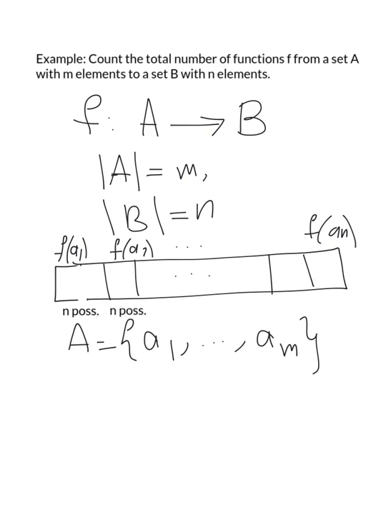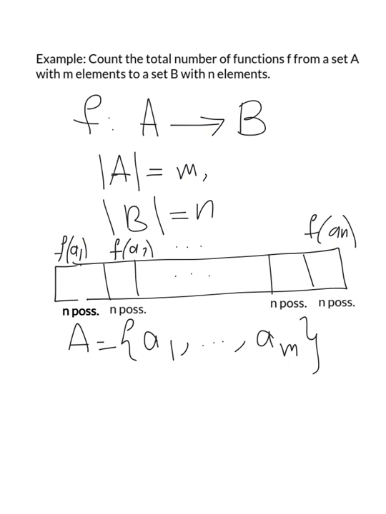Alright, so the second cell has n possibilities, then any one of these cells has actually n possibilities. Correct? Because again, any function can map A1 to any place, A2 to any place inside B, so it can assign any value to A1, any value to A2, and to An, again, any value.